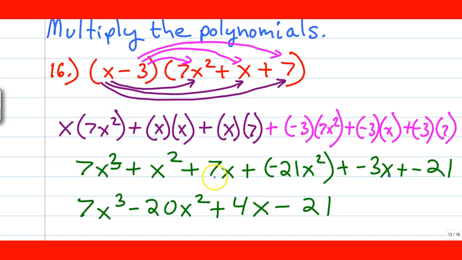I move on. I see I have a 7x. I look to see if I have another x. I have a negative 3x, so I'm going to combine these two. That's going to result in a positive 4x, or plus 4x. Lastly, I'm left with just the negative 21. There's nothing to sum to it, so I'll just carry it down. So I end up with a minus 21.